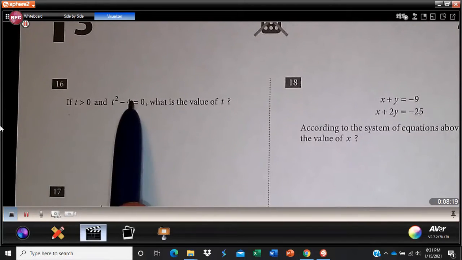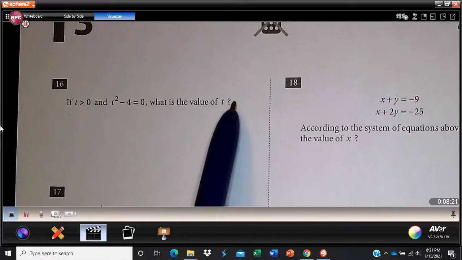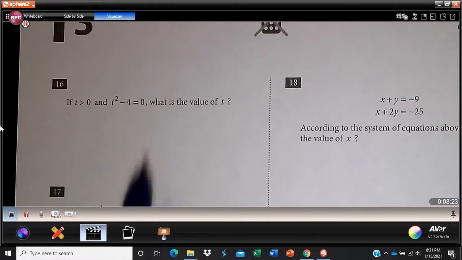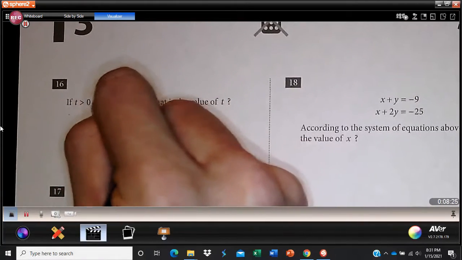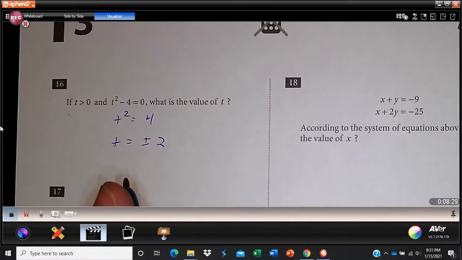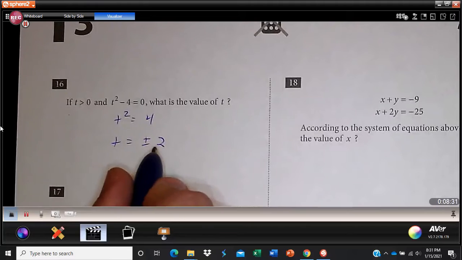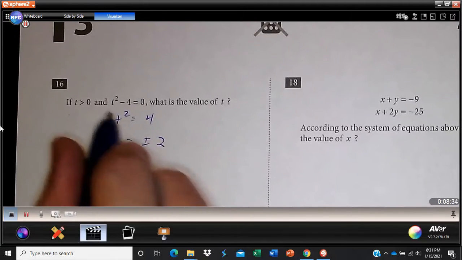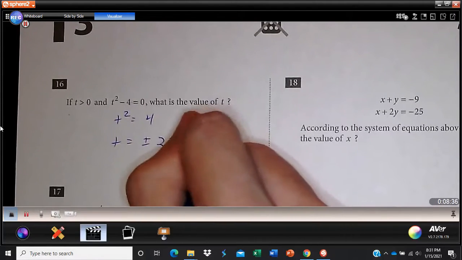T is this, and that is that. What is the value of T? Okay, so find T. So T squared is 4, so T is equal to plus or minus 2. And I know that I can't put that into the answer sheet, so I have to kind of reread this. T must be positive, so T is 2.